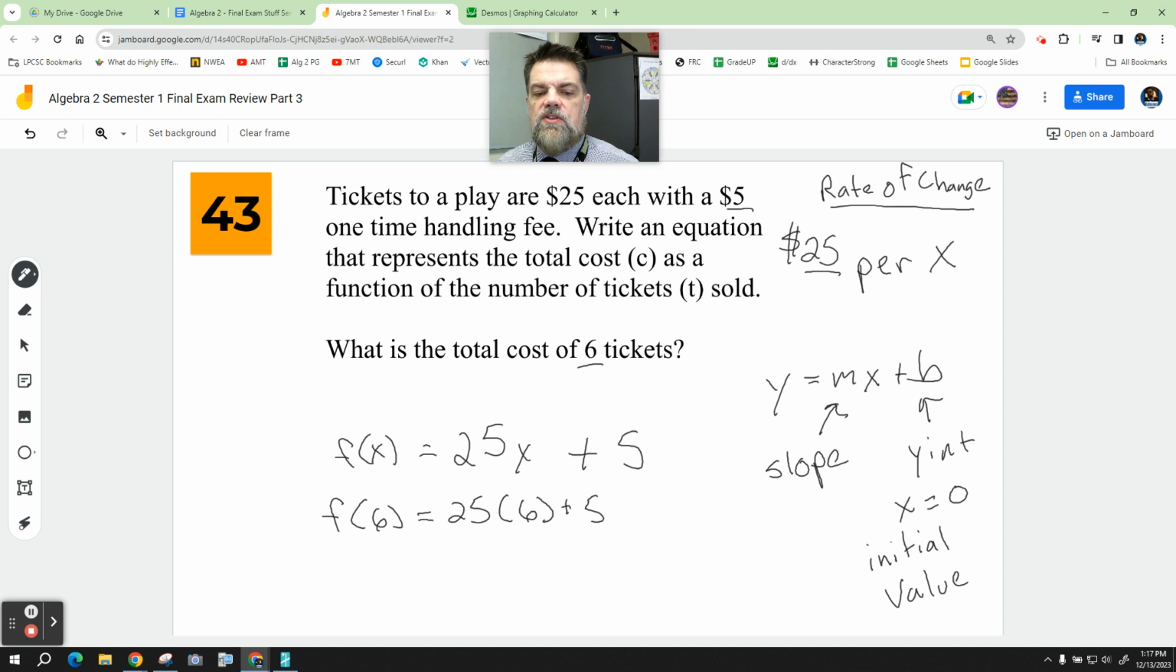So what's 25 times 6? 150. That's how they say it where I'm from, where I grew up. So then this would be 155. That's how we say it in Benton Harbor. Okay? So $155 is what it would cost you to buy 6 tickets. Any questions on that one? Okay, cool.